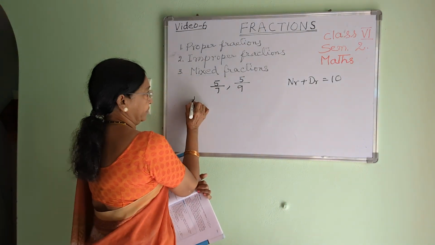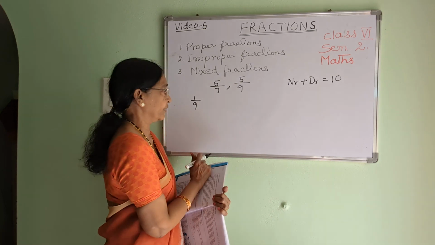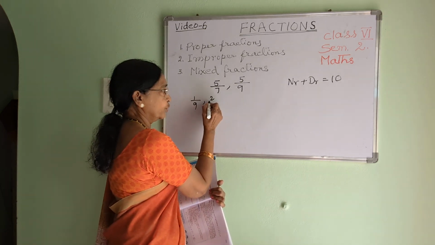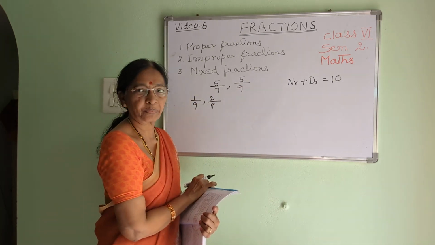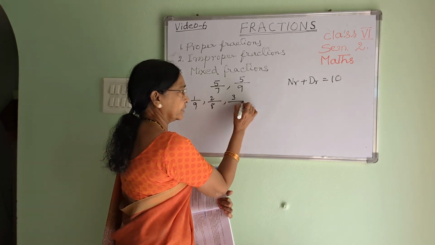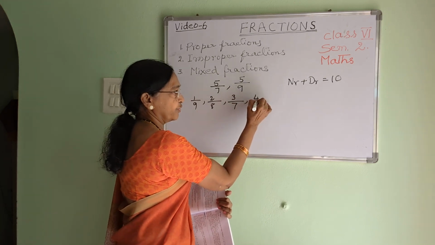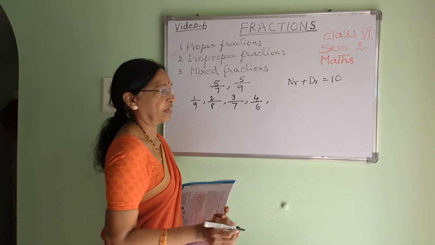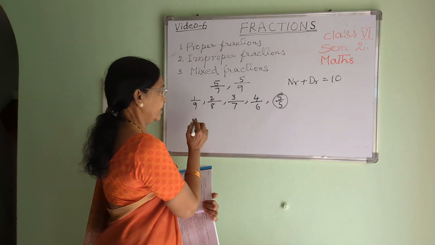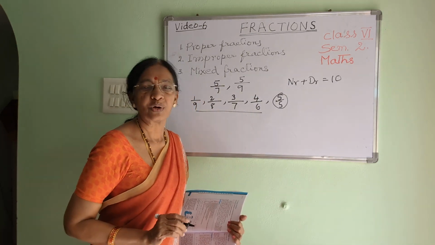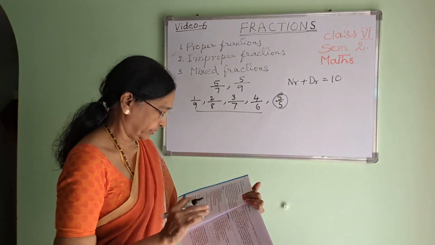So 1 by 9. The sum of the numerator and the denominator adds up to 10. Similarly, 2 by 8, because the sum must be equal to 10. Next, 3 by 7, because 3 plus 7 is equal to 10. Next, 4 by 6. That's all. 5 by 5 is equal to 1, that is not a proper fraction. Therefore, we can write 4 proper fractions whose numerator and denominator sum up to 10.